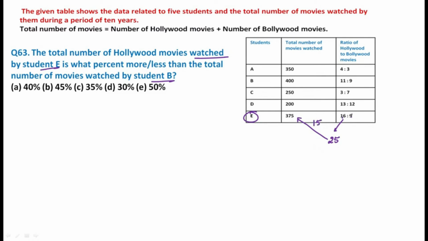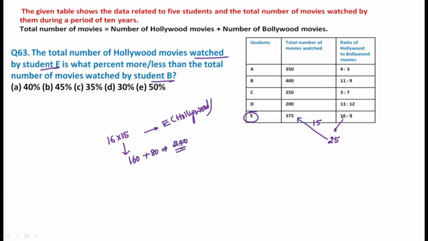Now we want the Hollywood value. Hollywood value is equal to 16, 16 into 15. Now you can get that E Hollywood value. Now 16, so 15 you can split as 10 plus 5. 16 tens are 160, 16 fives are 80. Now the total value becomes 240.